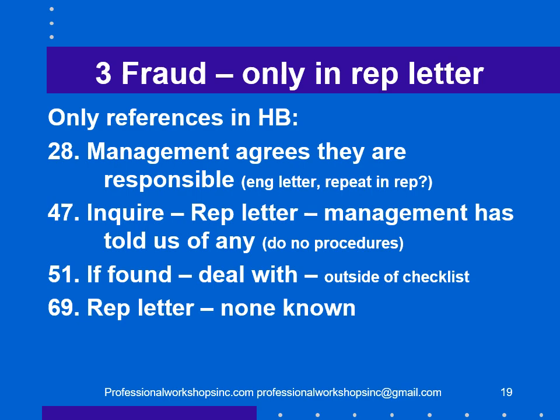Paragraph 51 describes what we do if we find it. Well, that is going to be very complicated and particular to the circumstances, so that's outside of a checklist. And paragraph 69 kind of repeats 47, where they say we are not aware of anything. So 47 and 69 are kind of the same. All 3 I would put in the rep letter and have it in the engagement letter as well. That's all we do about fraud unless we trip over it.